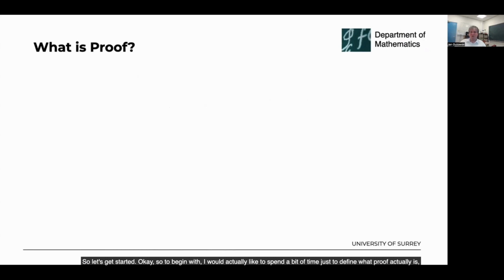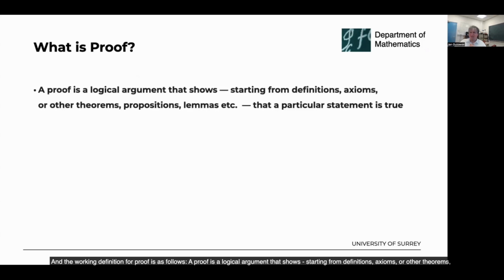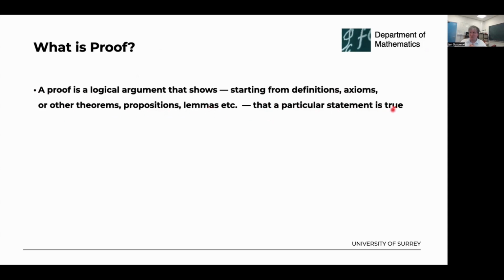To begin with, I would like to spend a bit of time to define what proof actually is, because we need to know what we're talking about. The working definition for proof is as follows. A proof is a logical argument that shows, starting from definitions, axioms, or other theorems, propositions, lemmas, that a particular statement is true. Lemmas and propositions can be thought of as intermediate steps in establishing theorems. We'll see how this goes when we start looking at some examples.